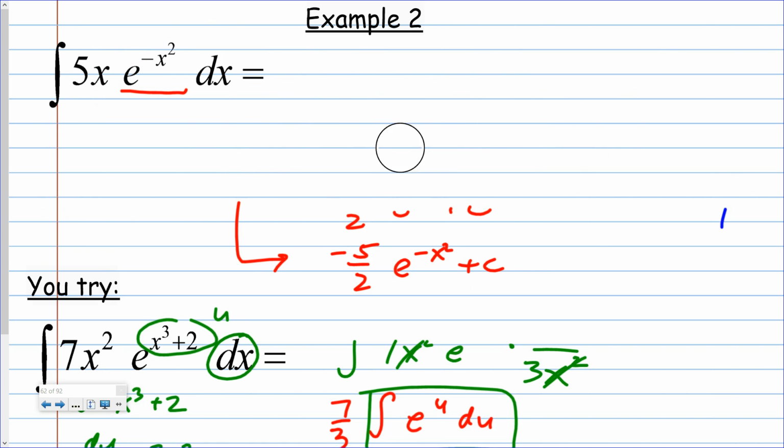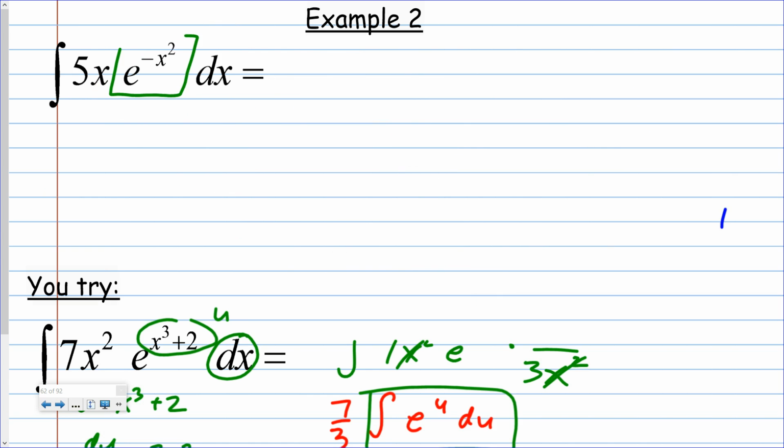Do you guys want to do u substitution or pattern recognition? Okay, if you do pattern recognition, make sure you do this, though. This is where students go wrong. Box in your e to the u. Okay, because everything else has got to cancel out. Your e to the u can stay, but everything else must cancel out. Otherwise, you pick the wrong u. Okay, this makes this your u right there.